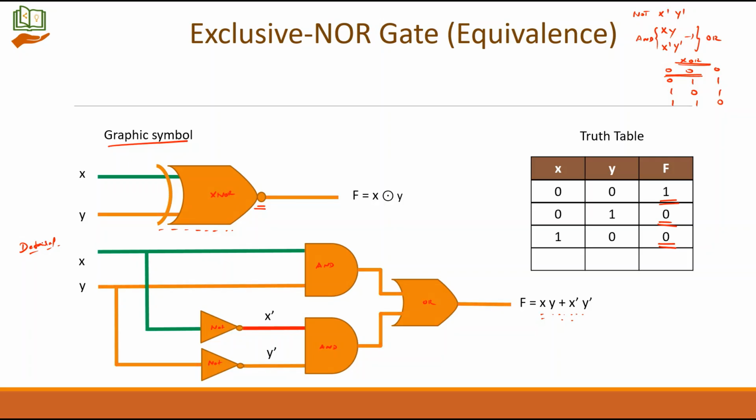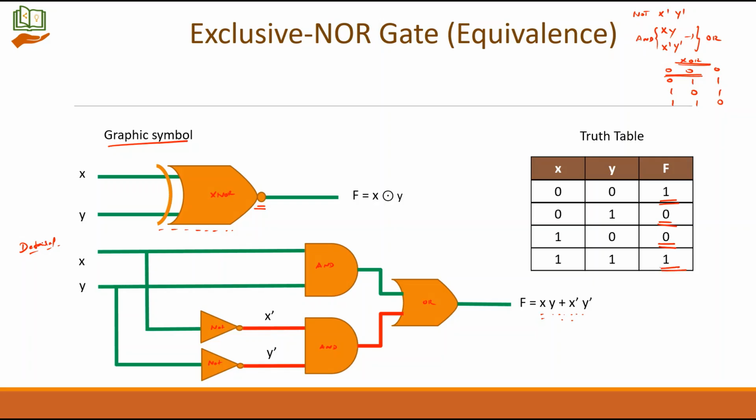Now we have x is equal to 1. There is no change in x dash. When y is equal to 1, y dash becomes 0 here. 1 and 1 will give you 1. 0 and 0 will give you 0. Ultimately you will have 1 plus 0, which is equal to 1. So when the inputs are the same, we again get 1 here.